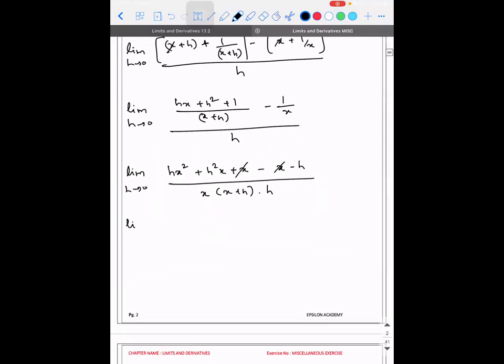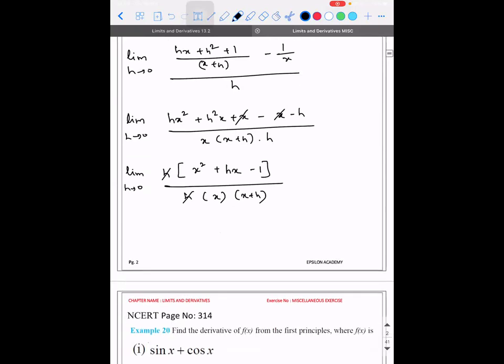So what is common in the numerator, guys? h x square plus hx minus 1, the whole divided by h into x plus h. h and h will get cancelled. So when I substitute h tends to 0 here, what will be the answer? x square minus 1 divided by x square. That will be 1 minus 1 by x square. That's the answer.